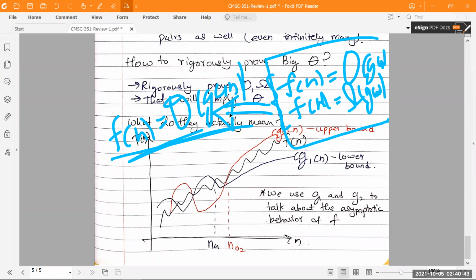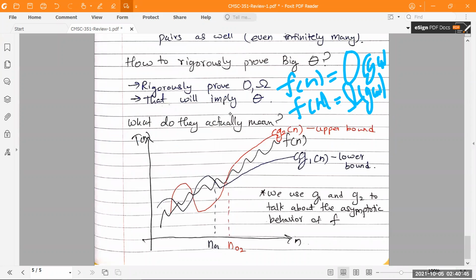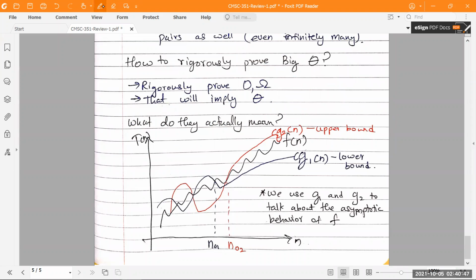I'm sorry, I'm not really good at this tool. This is my first time doing this. I'll probably get better with time. Rigorously prove this, and it will imply the big theta. That's easy.